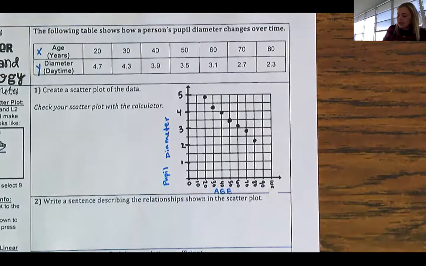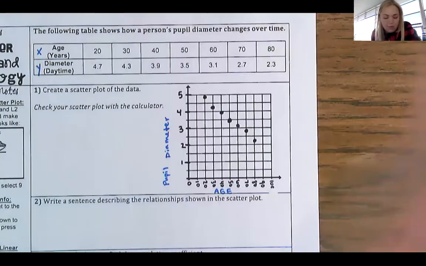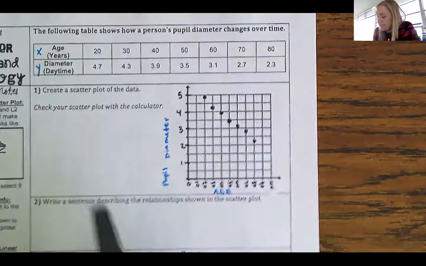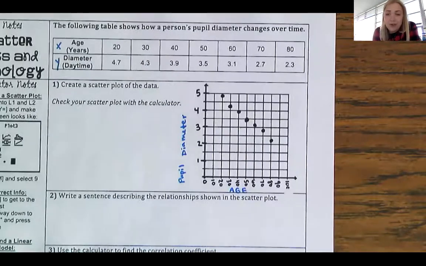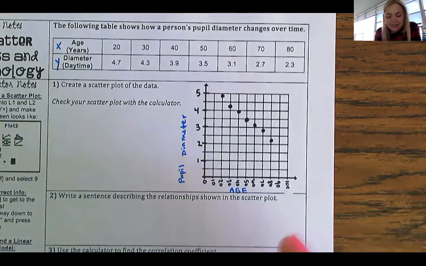All right, now you can see how this data is lined up. What would your sentence be to describe the relationship shown in this scatter plot? Remember, we have to decide, is there a positive correlation? Is there a negative correlation? And then between what two variables? Please make sure you put them in the correct order. So push pause, write your sentence. All right, check your sentence with what I'm going to put here.